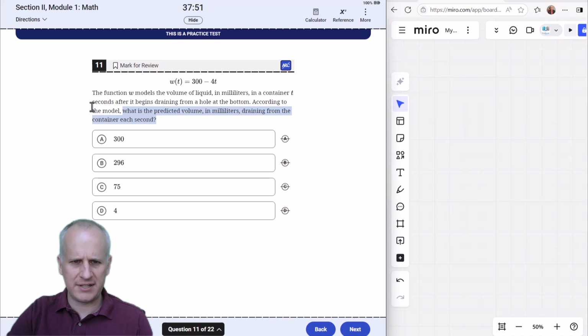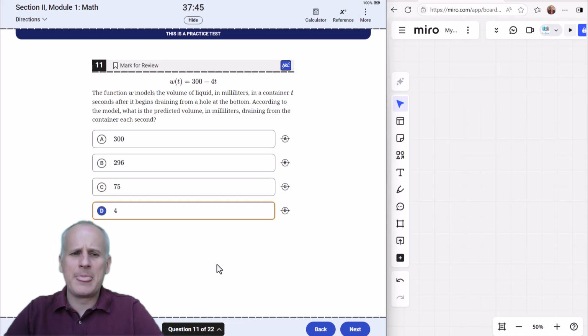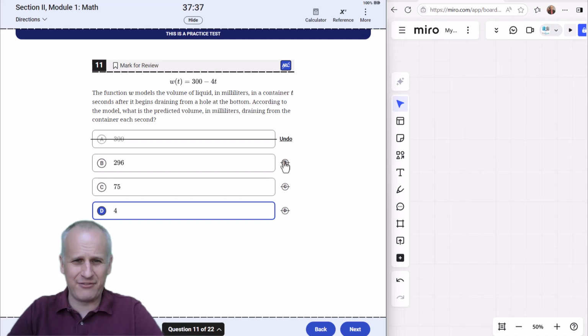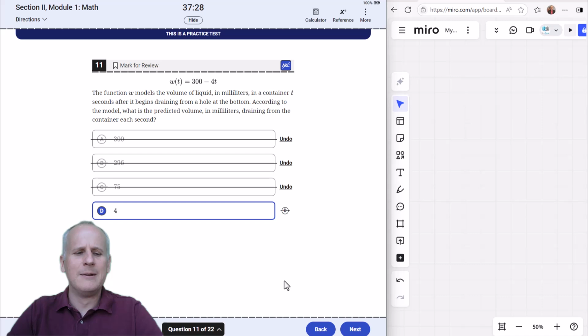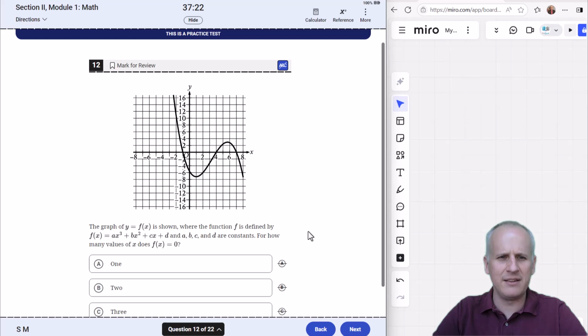Well, t is the number of seconds. So each second, 4 goes down. There's our answer. And I don't have to actually model this. You need to think about it holistically. Obviously, 300 is the starting amount. 296 is going to be what we'd have if t was 1 second, after 1 second. I'm not really sure where we'd get a 75. That's just dividing 300 by 4. But again, think about this. Don't immediately begin calculating, and you'll get the correct answer of D pretty immediately.